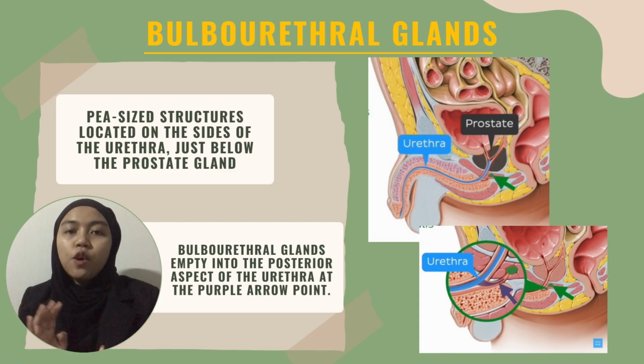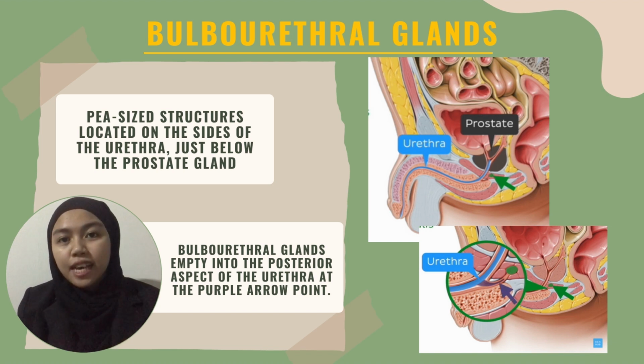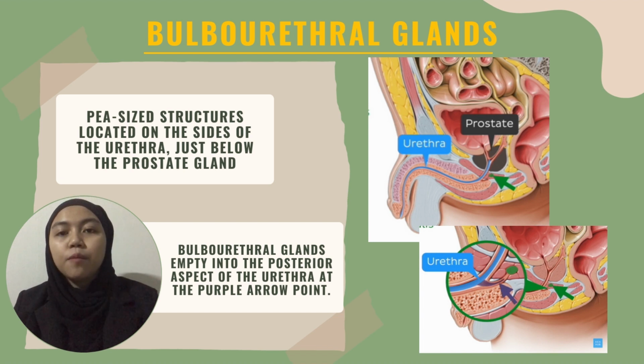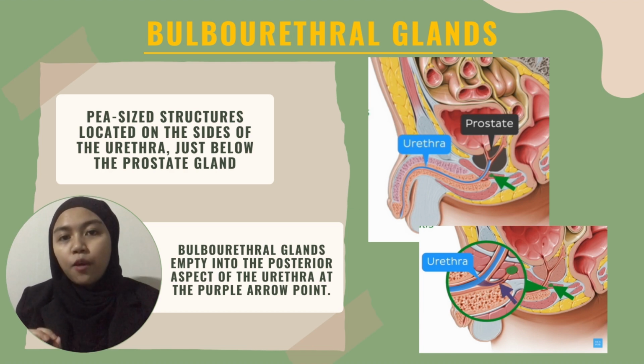The fourth internal organ is the bulbourethral glands. The bulbourethral glands, or we can call them the Cowper's glands, are pea-sized structures located on the sides of the urethra, just below the prostate gland. This is the sagittal view of this gland. We can see that the bulbourethral glands are located just inferior to the prostate and posterolateral to the intermediate part of the urethra. This gland also empties into the posterior aspect of the urethra at the purple arrow point.